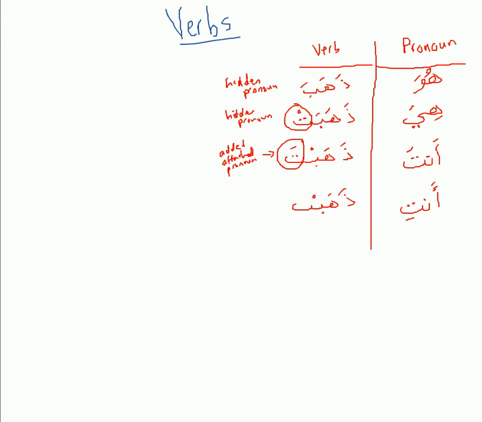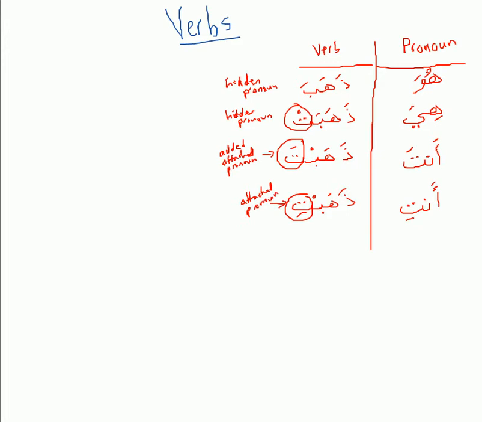But this time, instead of a ta that we attached at the end, we're going to attach a ti. Just like before, just like anta, anti, dhahabta, dhahabti. So this is our attached pronoun that's telling us what? It's telling us the doer. Attached pronoun.